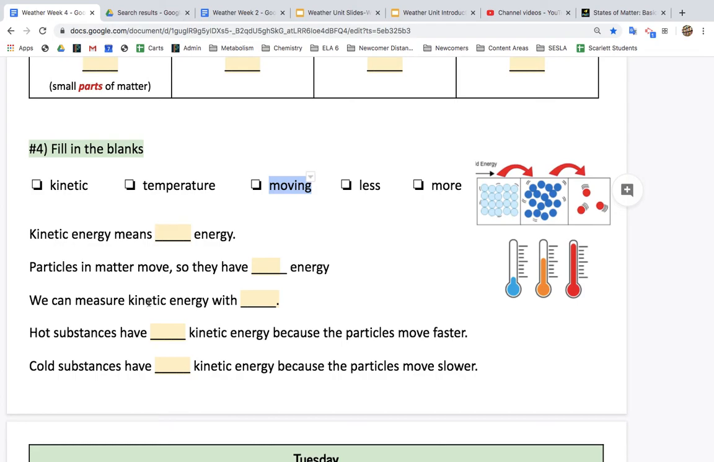We can measure kinetic energy with, how do we measure it? How can we measure how fast the particles are moving? Temperature.